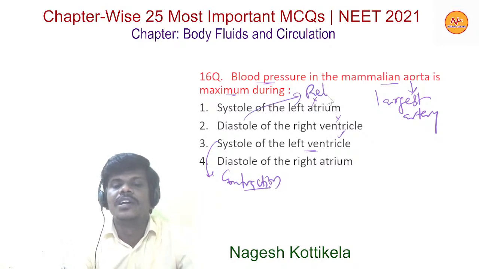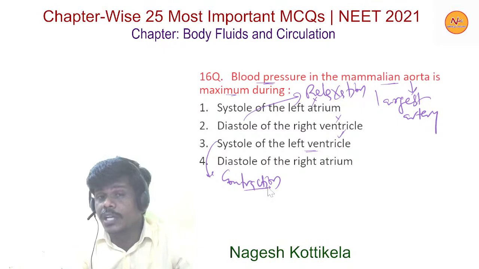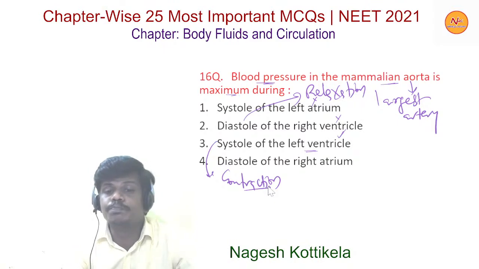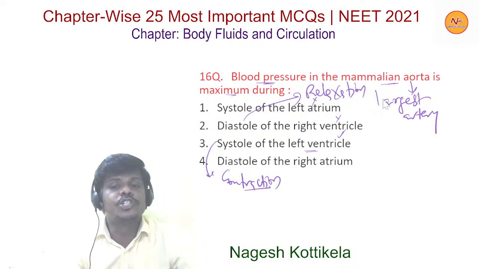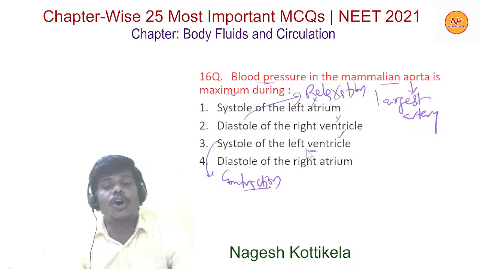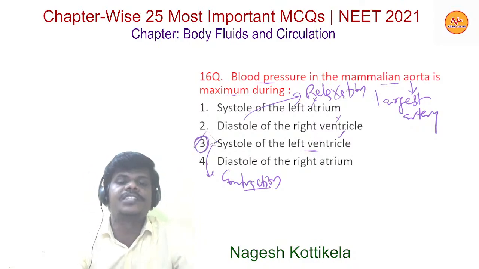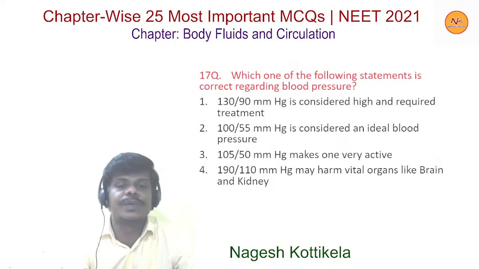Diastole is relaxation. So here when the left ventricle contracts, or the systole condition, then the blood is pumped into the aorta. So here the blood pressure in the mammalian aorta is maximum during systole of the left ventricle. So third option is the right option. Now moving to the next question.